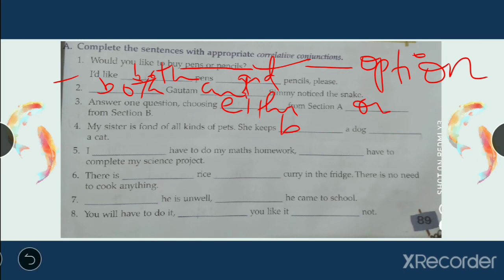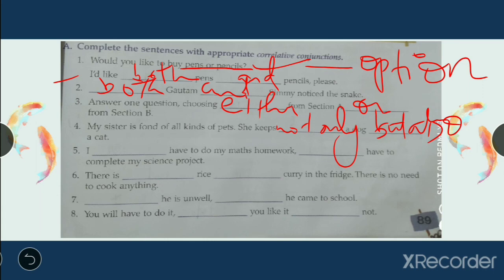And what's the other one you can use? She keeps not only a dog but also a cat. This is much applicable, right, in the case of pets. Next, fifth one. I hope till here I'm giving a reason also why we are using it, right? I dash have to do my maths homework, dash have to complete my science project. Now both of them has to be completed, right? Both of them you have to complete, right?